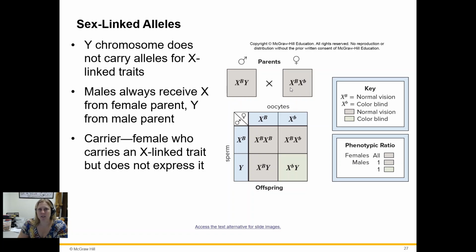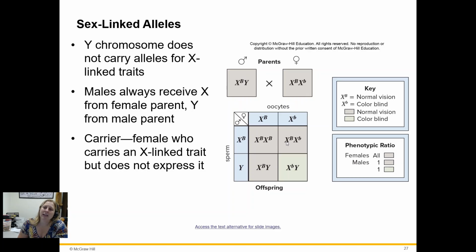We know she has a dominant because she's got color normal vision, and we know she has a recessive because she had a son who was colorblind. And the only way that can happen is if he inherited a recessive X from mom because he gets the Y from dad. So in this case, we absolutely can determine the sex-linked traits.